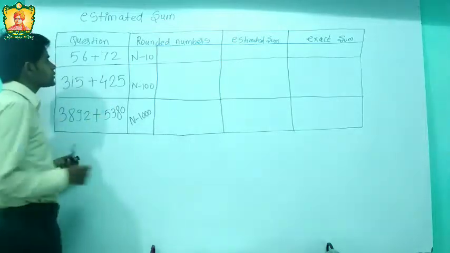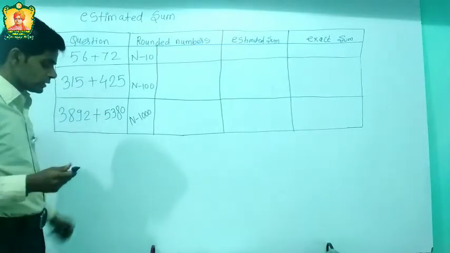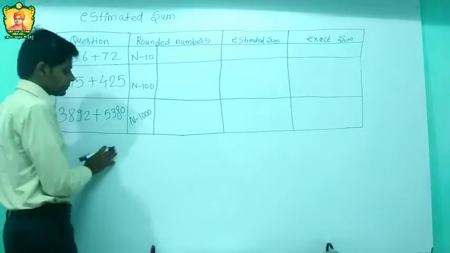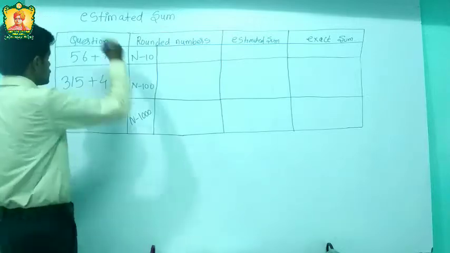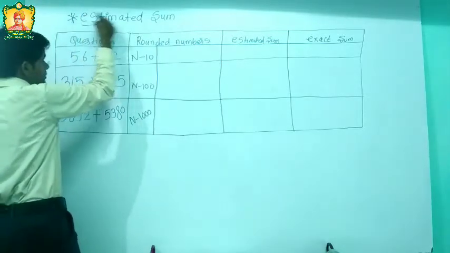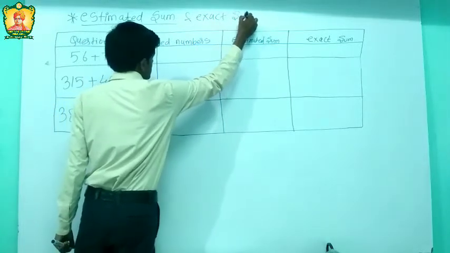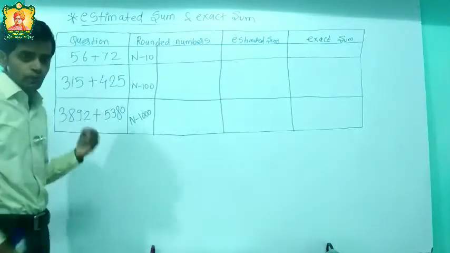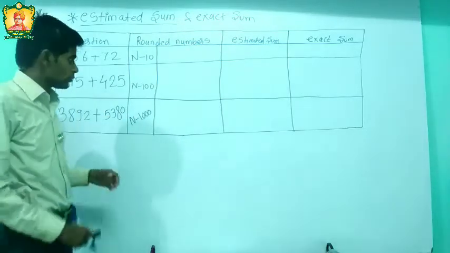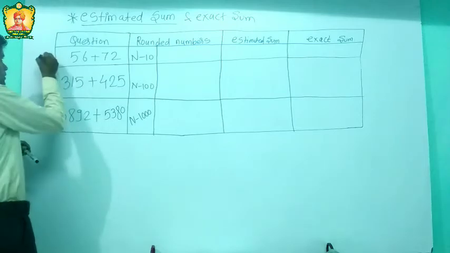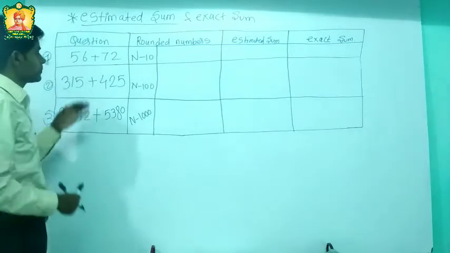So let's solve this question. It is present on page number 30. Look here, what we have to find out in this question: the estimated sum and the exact sum. We have to find both the estimated sum as well as the exact sum. There are three questions: this is your first, this is second, and this is your third. Now look here.